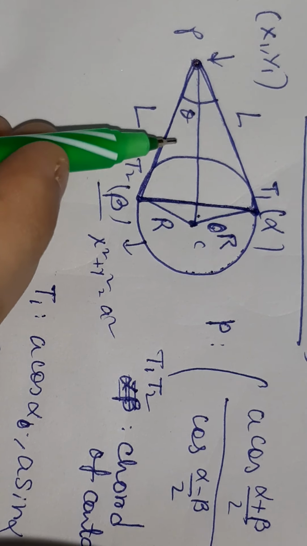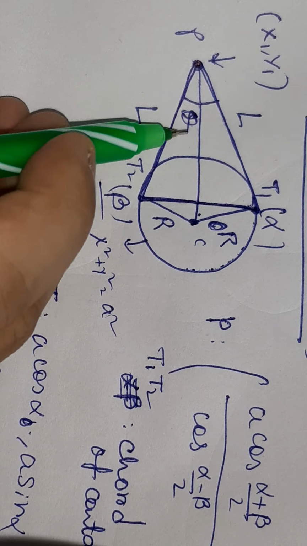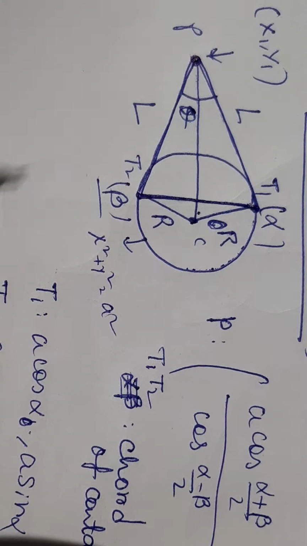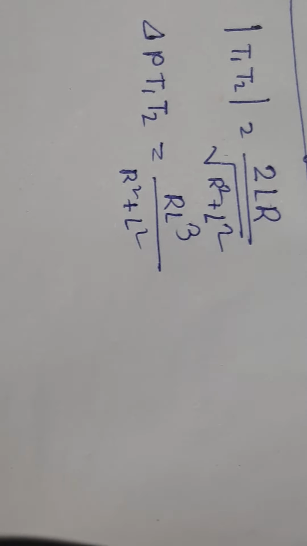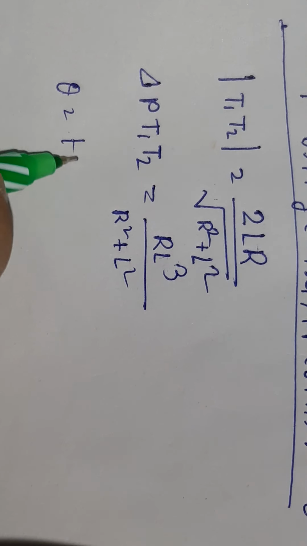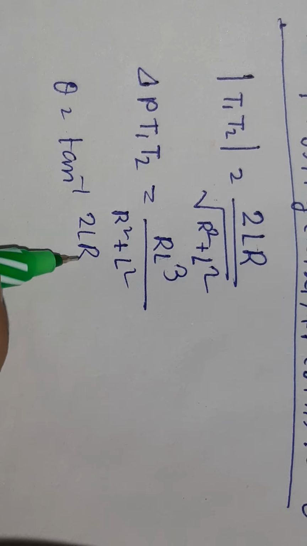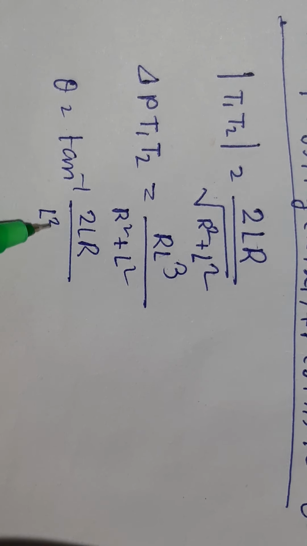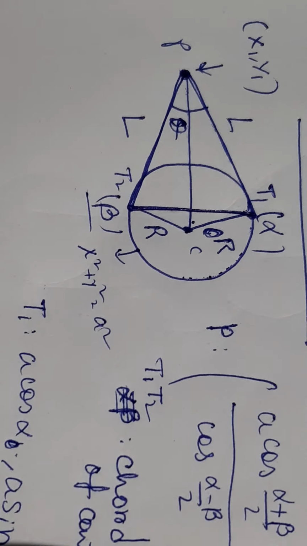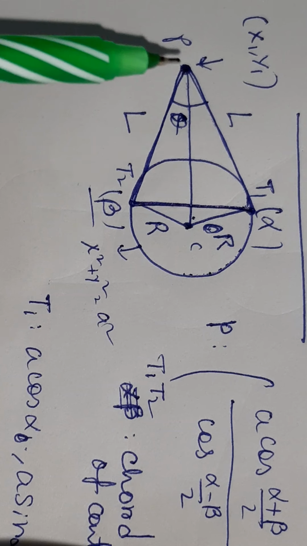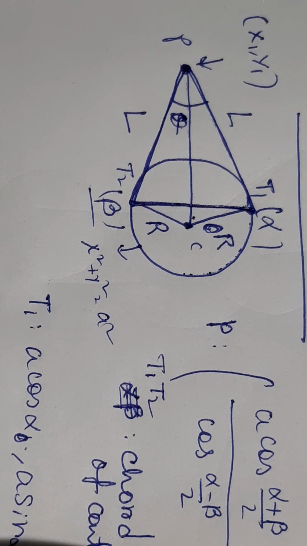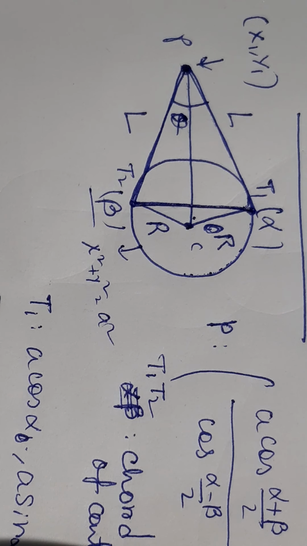And now we will find the angle made by the two tangents at this intersection point P. We can name this as theta. So theta will be tan inverse of 2LR divided by L square minus R square. So the angle made by the two tangent lines at the point of intersection will be tan inverse of 2LR divided by L square minus R square.